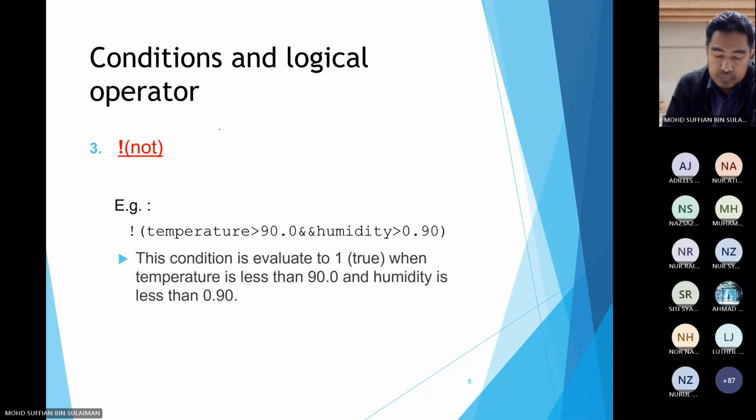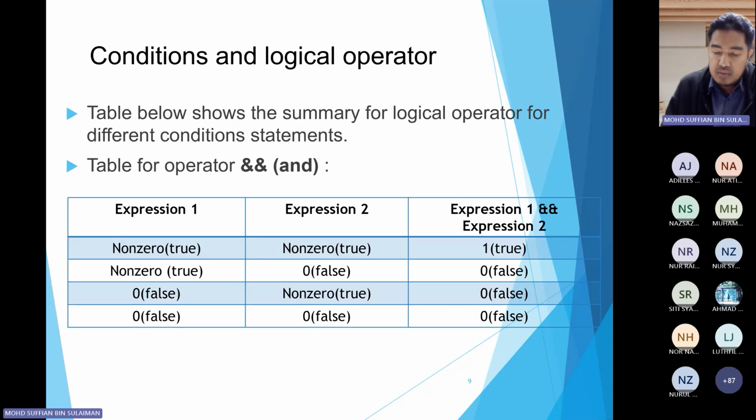And for NOT, this condition is evaluated to 1 when temperature is less than 90 and humidity is less than 0.9. So you need to put this symbol in front of the condition. So this is the summary for AND. Both must be true, and then the answer will be true. Otherwise, all will be false.